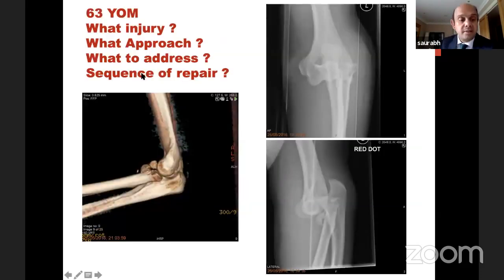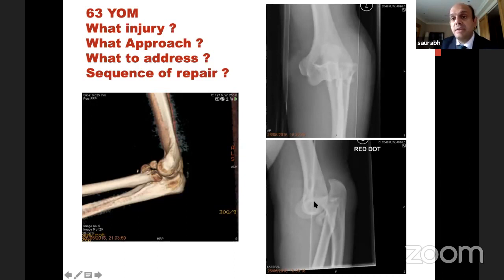So another case, a 63-year-old who fell down. Injury-wise, if your elbow has dislocated, your lateral ligament is gone, your medial ligament is gone. We can see there's a radial head fracture there. Coronoid seems intact to me. Even if it's a teeny tiny flake, doesn't matter. Either way, it's a capsular avulsion.